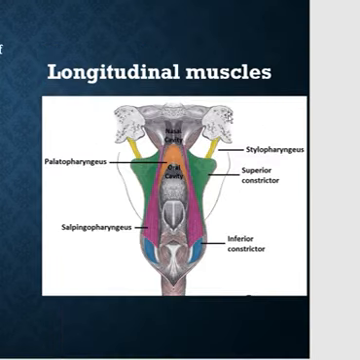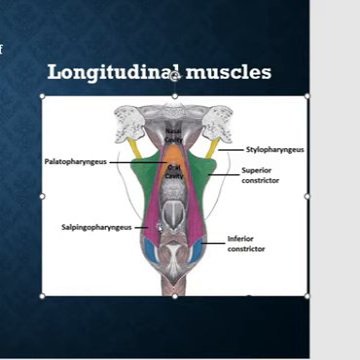Then we have the longitudinal muscles. You can see the longitudinal muscles here. The first one is the palatopharyngeus muscle. This one originates from the posterior border of the hard palate and palatine aponeurosis, and goes ahead to insert at the posterior border of the thyroid cartilage, and then it also blends with the contralateral palatopharyngeal muscle.